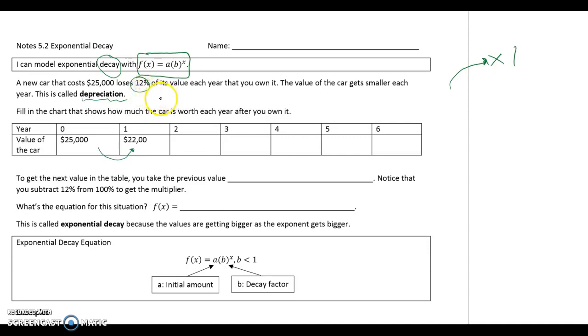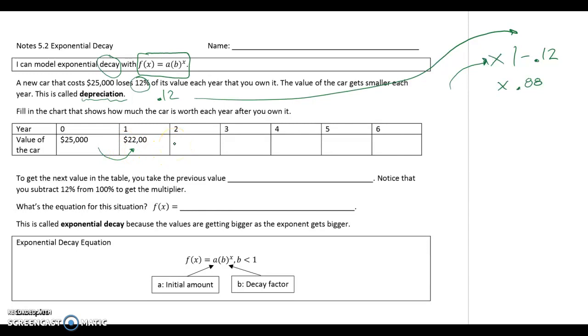So 12% as a decimal is 0.12. Now with depreciation, or with decay, we have to subtract. We take 0.12 and subtract it from 1 to figure out what our decay rate, or our depreciation rate, is. Well, 1 minus 0.12 is 0.88. And that's what we're going to multiply by each time to get from one value to the other.